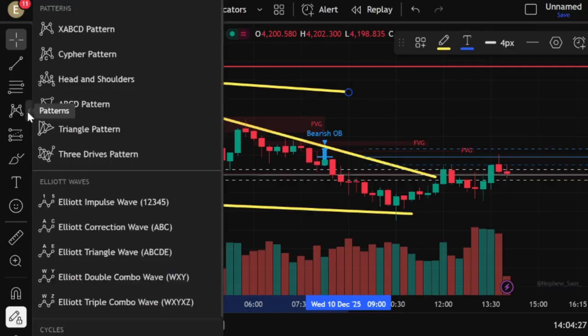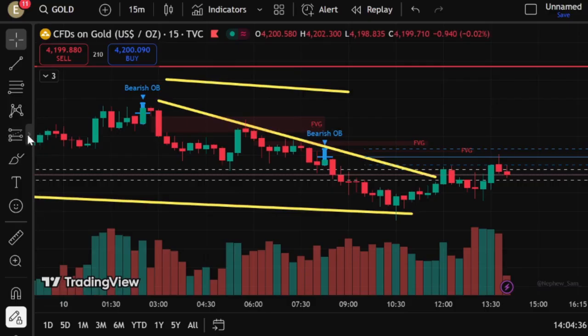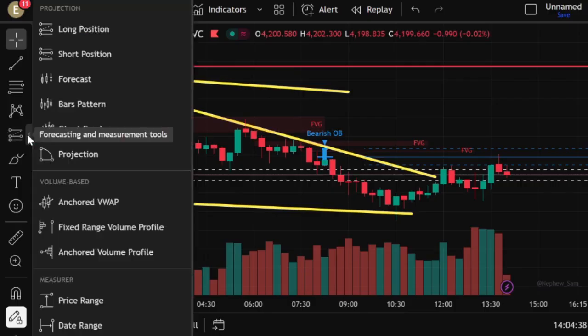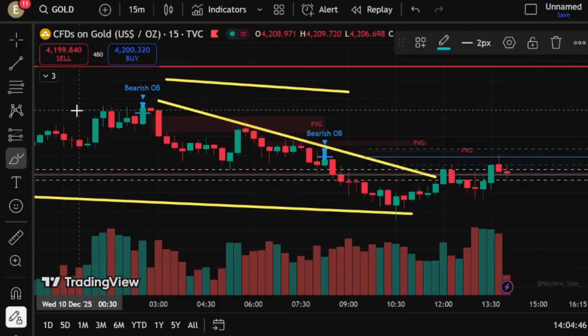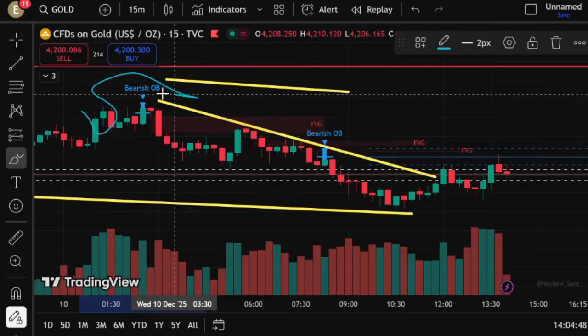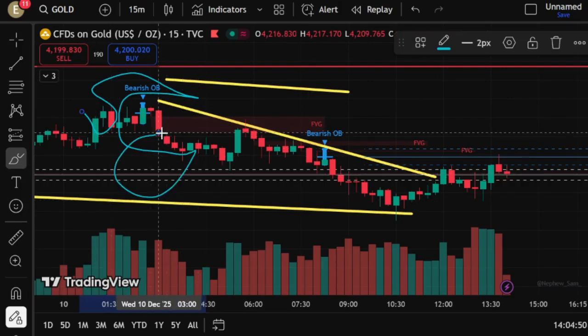Just kindly go through here. You can see different kinds of patterns that are here. Check through. Also, if you want to get your position forecast, patterns, all of them are here. Price ranging, all of them. Then if you want a pencil, or you want to write something or draw something, this is where you can do it right now. You can see it for yourself.